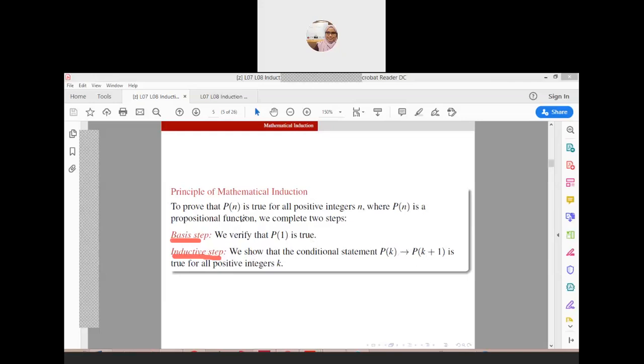So there are two things in order to prove whether a mathematical statement is true, which are the basis step and the inductive step. The basis step consists of P(1) and the inductive step consists of P(k) implies P(k+1) is also true for all positive integers k.